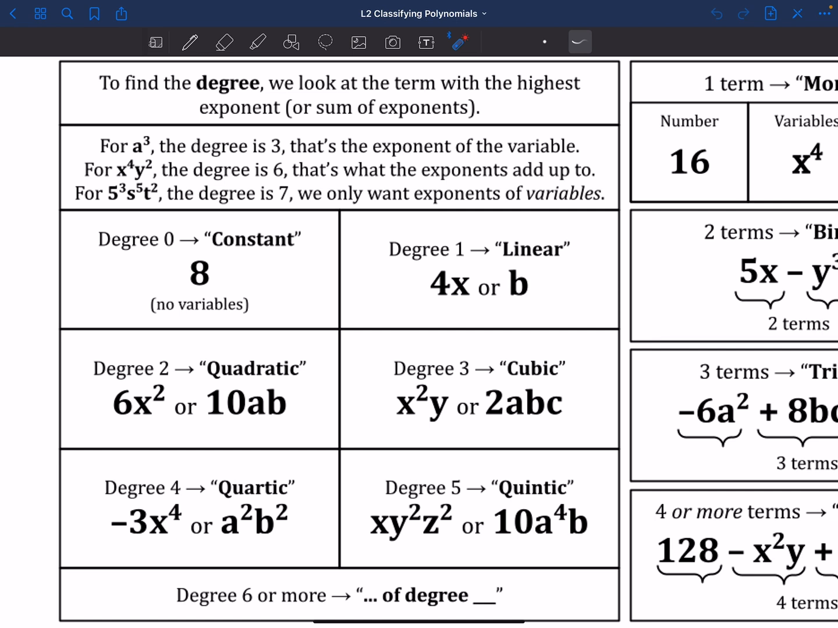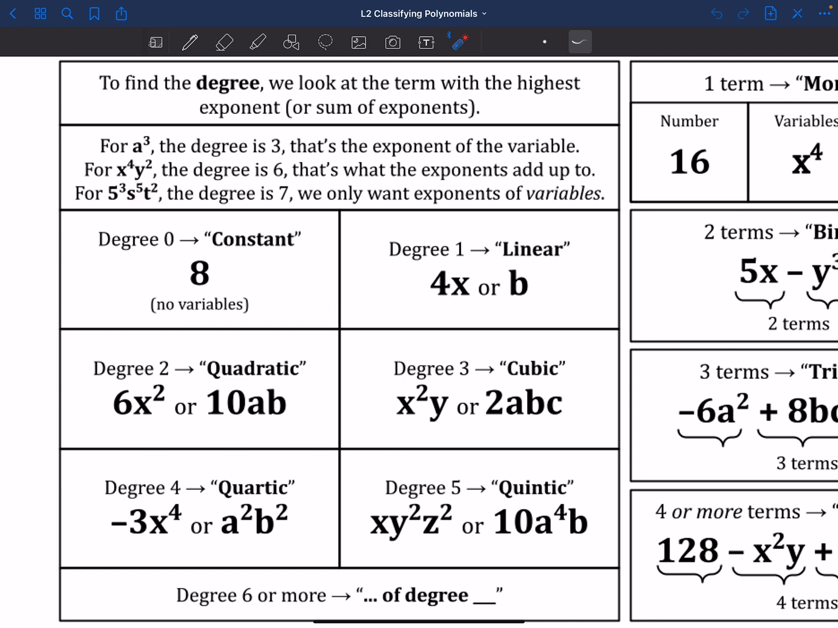For something where you've got more than one variable, like x to the fourth y squared, you just add the 4 and the 2, and that gives you a degree of 6. For something like that third one there, 5 to the third, s to the fifth, and t squared, you only count the variable exponents, right? So that degree is 7.